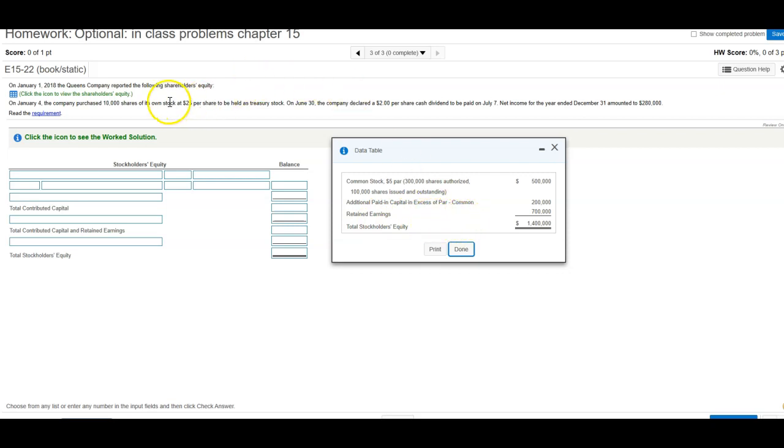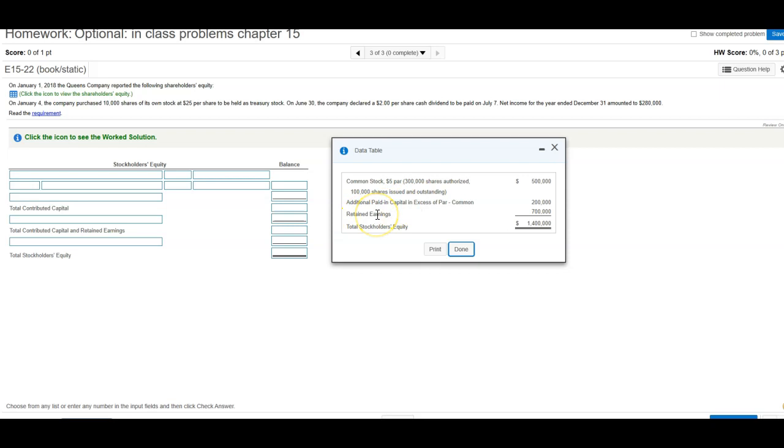Another change from that is that, notice here our common stock, we have 100,000 shares issued and outstanding. At the end of the year, we're still going to have 100,000 shares issued, but the outstanding amount is now going to be 90,000 because we bought 10,000 back. APIC is not going to change whatsoever.